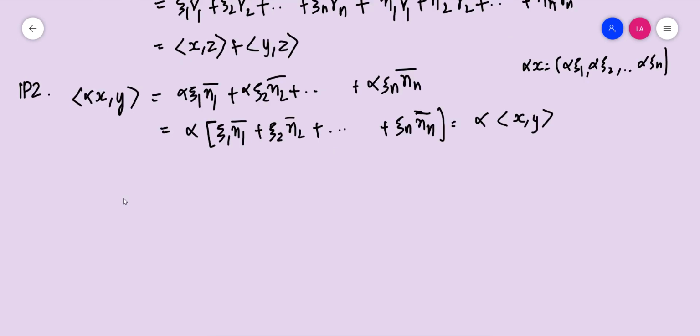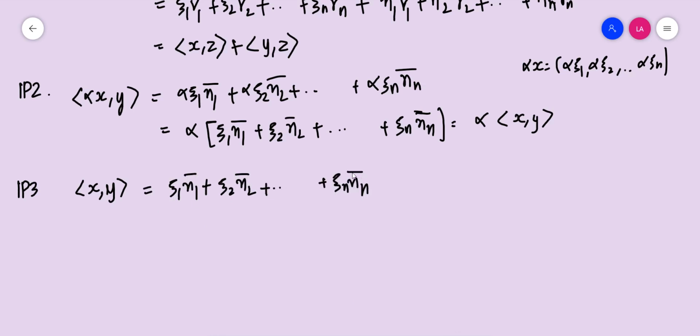Now moving on to the third property, which is IP3: the inner product <x, y> should be equal to the conjugate of the inner product <y, x>. So first we write the inner product <x, y>, which is actually theta 1 eta 1 conjugate plus theta 2 eta 2 conjugate plus etc. theta n eta n conjugate.